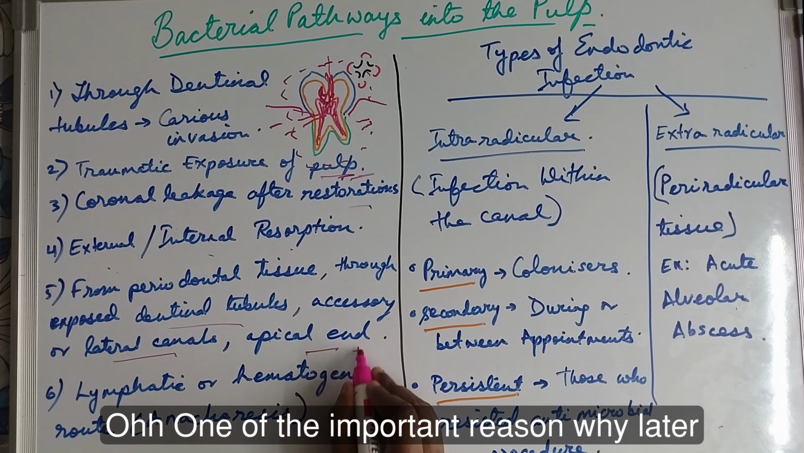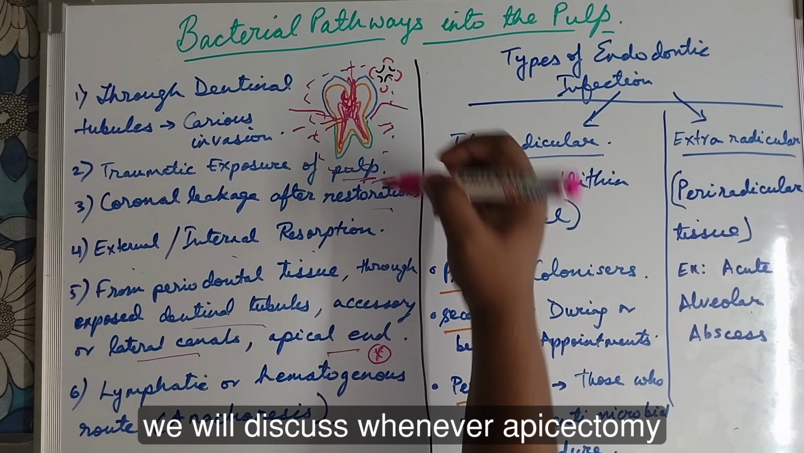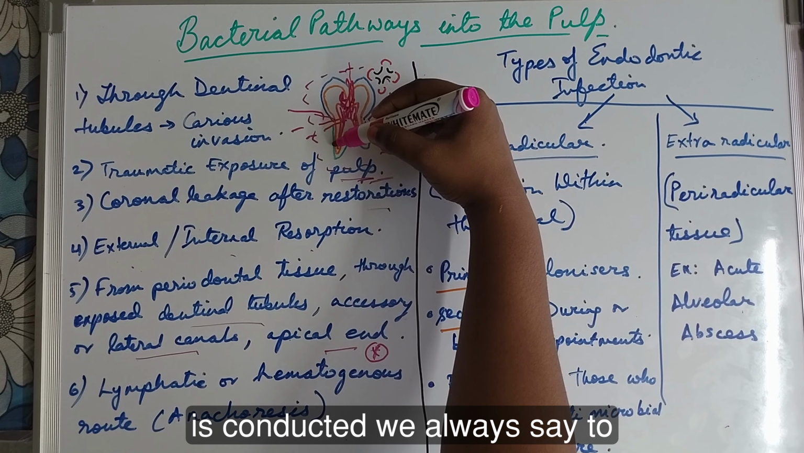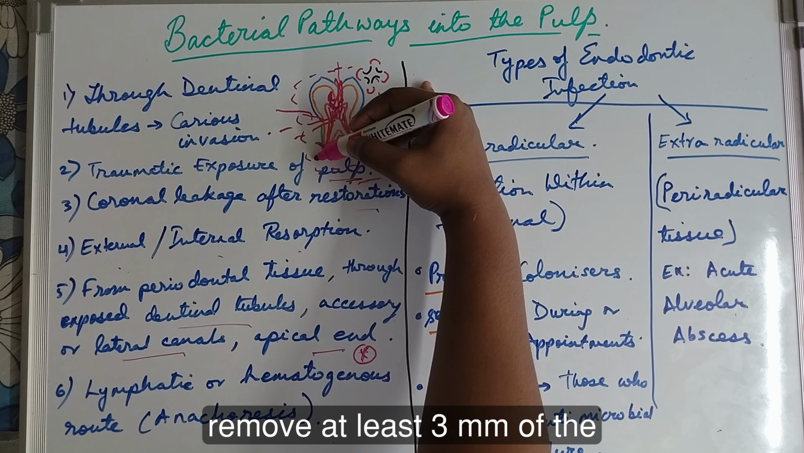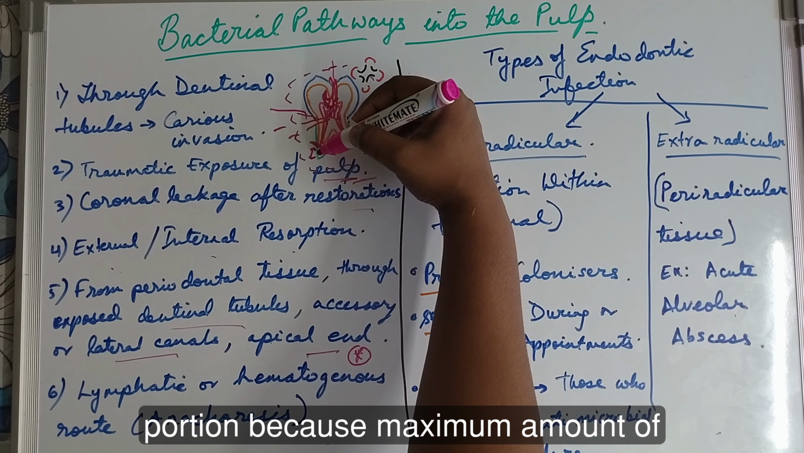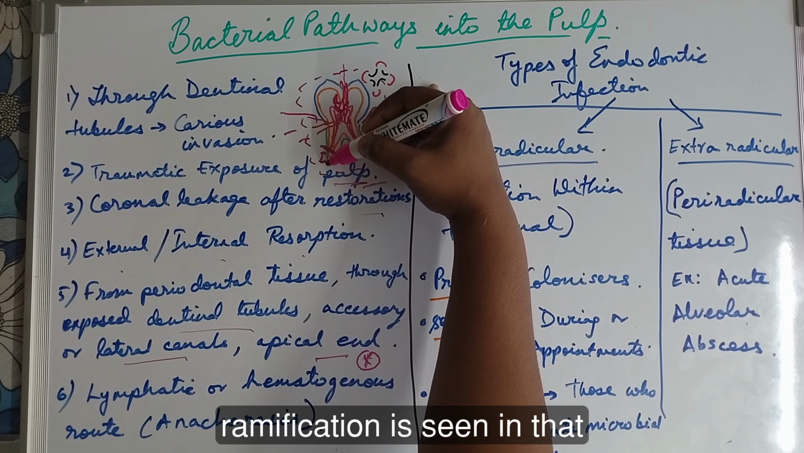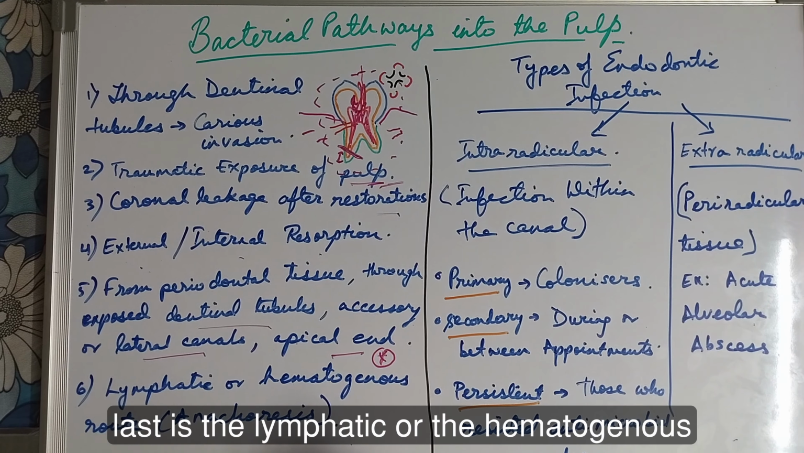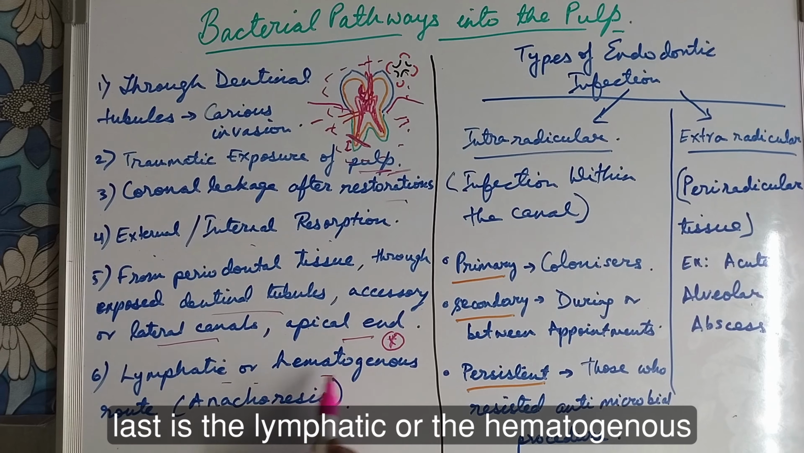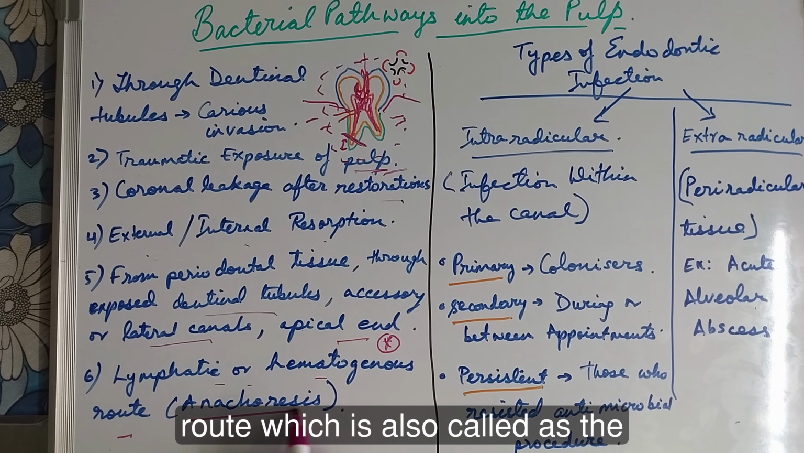One of the important reasons, which we will discuss later, is that whenever apicectomy is conducted, we always say to remove at least 3 mm of the portion because maximum amount of ramification is seen in that portion of the root. And last is the lymphatic or the hematogenous route, which is also called anachoresis.